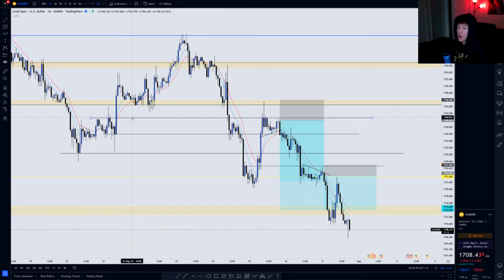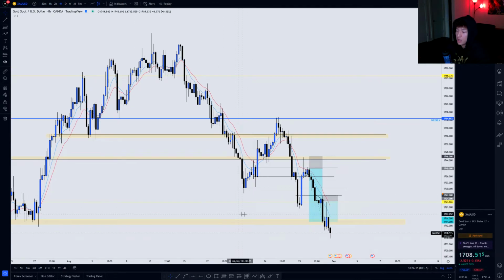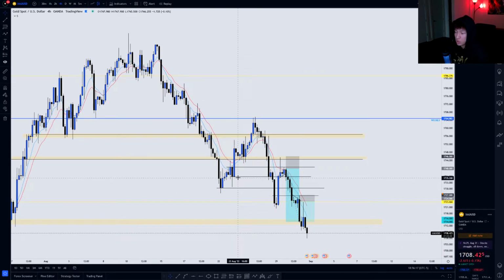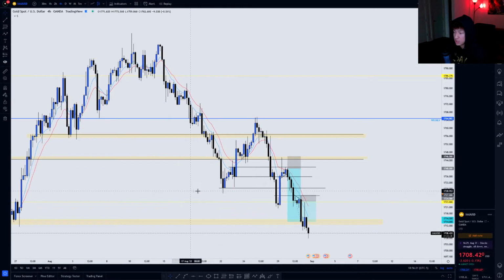I started to draw out all the confluences as to why I wanted to take a trade setup when I did. Let's go back into the bigger time frame, right? Notice on this 4 hour time frame, we closed down below this general area of support, and our SMAs are still crossing to the downside.